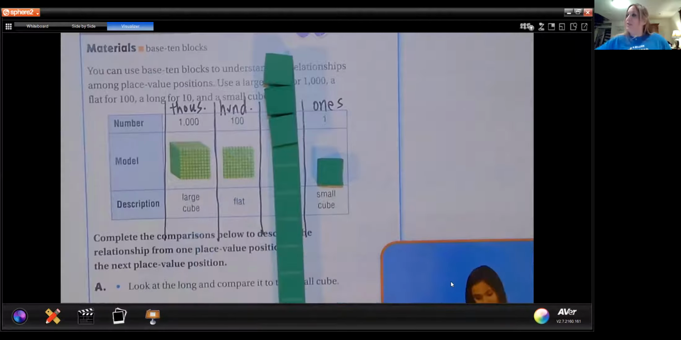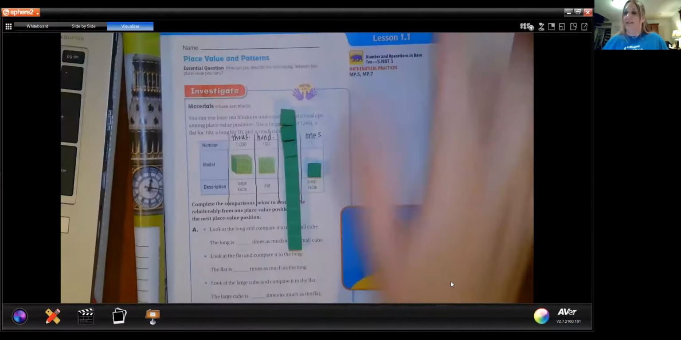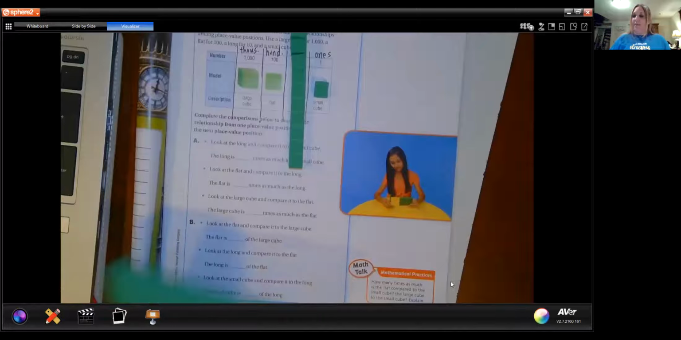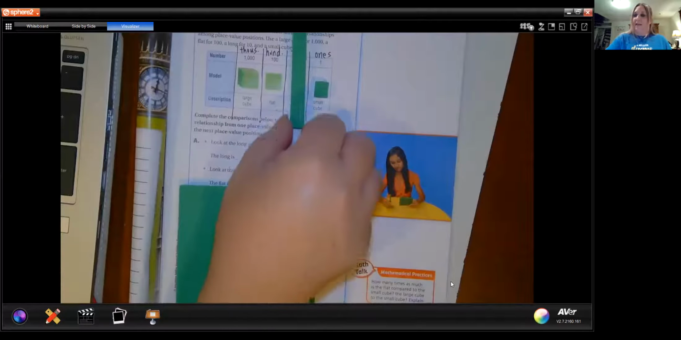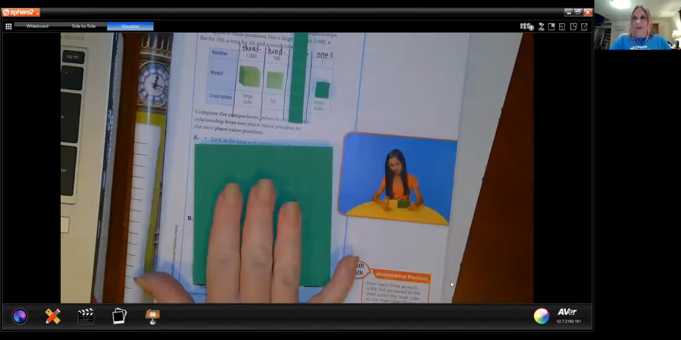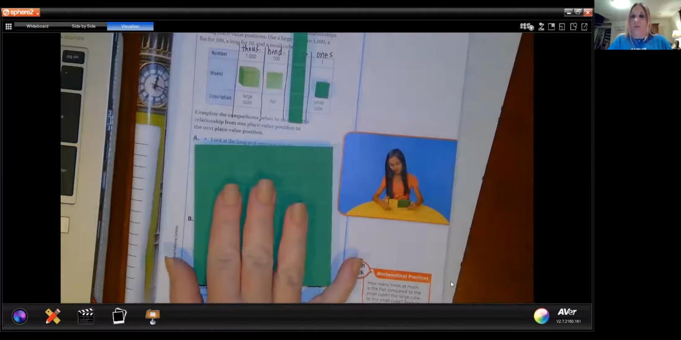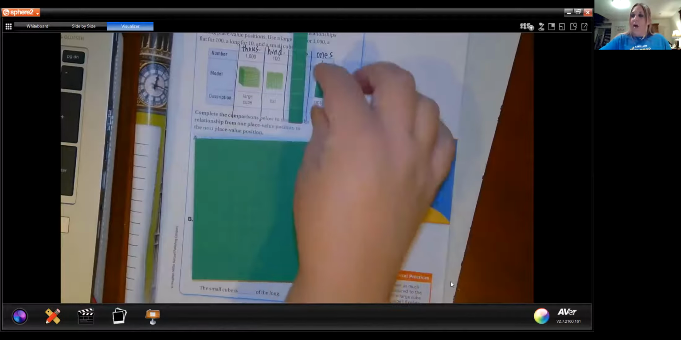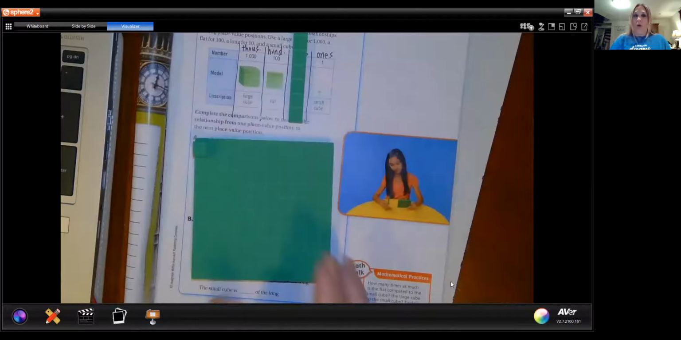Next in our place value charts, we have flats. These guys are called flats, and these are fun to work with. This is one thing I miss about being in the classroom with you guys, is you being able to get your hands on math manipulatives. It really helps you with your understanding. How many small cubes are in one flat?